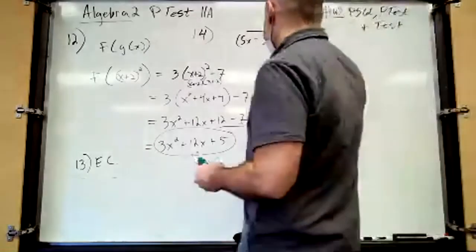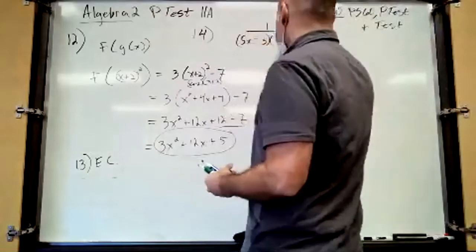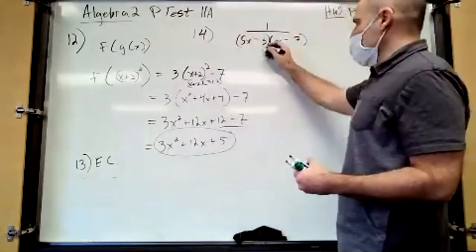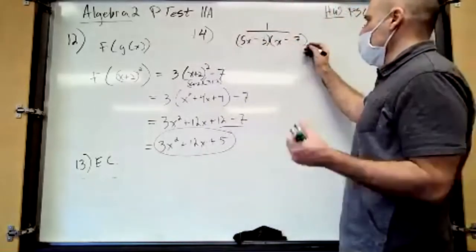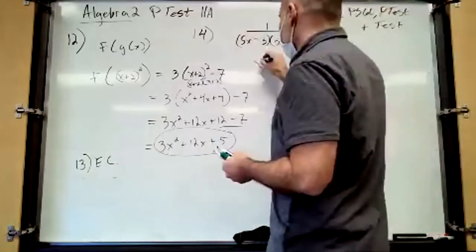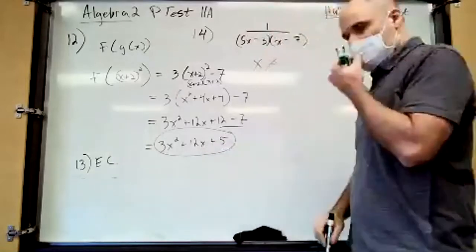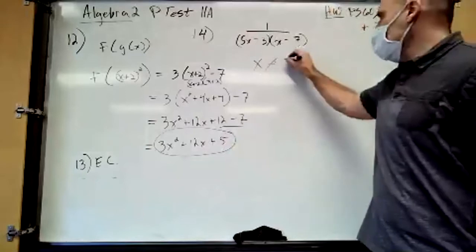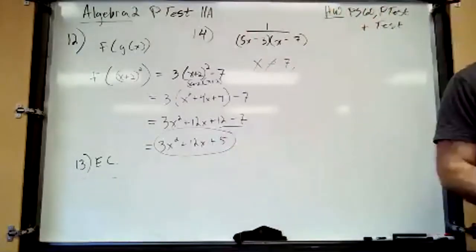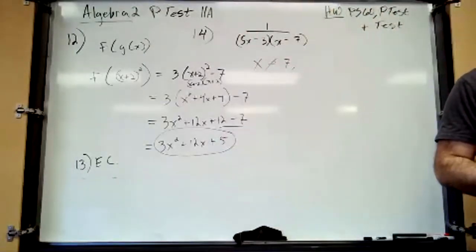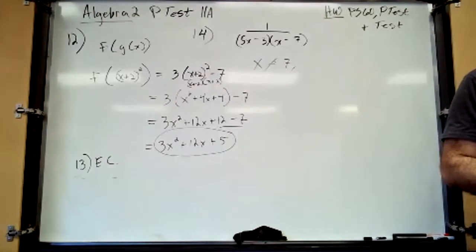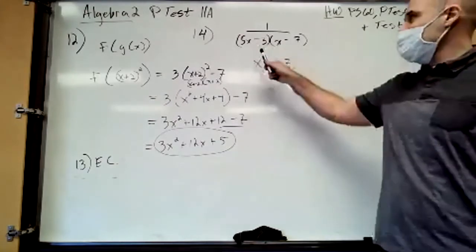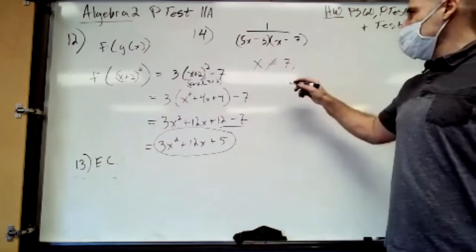How do you know if you get it? FOIL it out. 5x squared, negative 35x, negative 3x, positive 21. That works. So what x's are bad? 7. Remember the shortcut? Isn't it the opposite? Yep, opposite of that number, so x cannot equal positive 7.